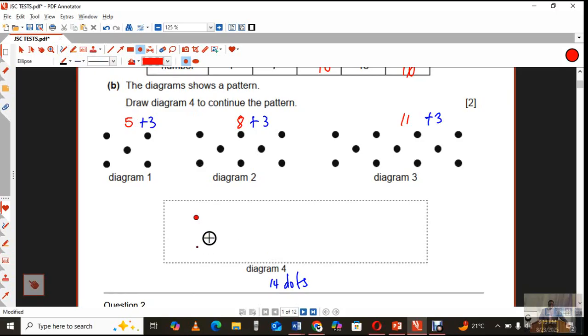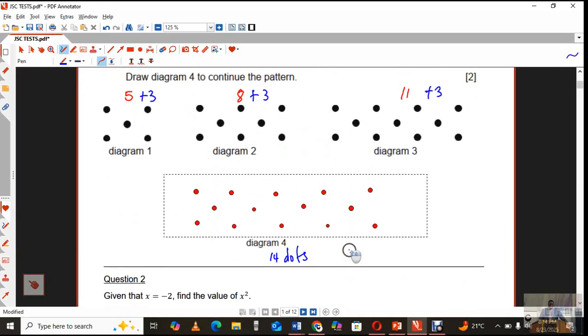So I think we are ready then to complete the pattern. Let's see. So that's 2, 3, 4, 5, 6, 7, 8, 9, 10, 11, 12, 13, 14. Okay, just this one. 14. And there's the pattern. Right, let's go to the next question.